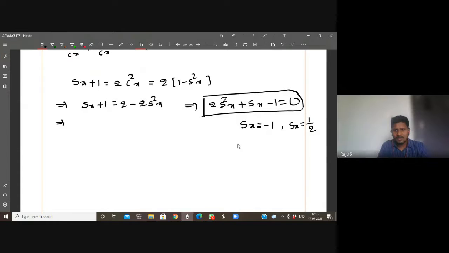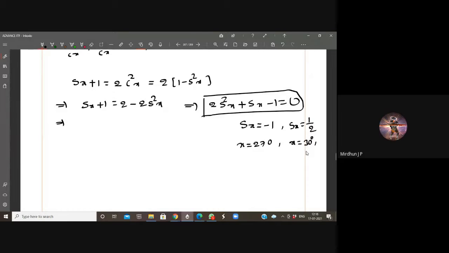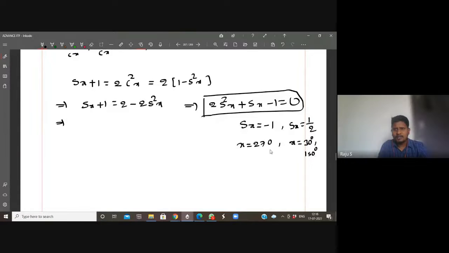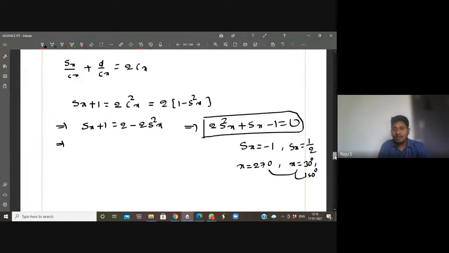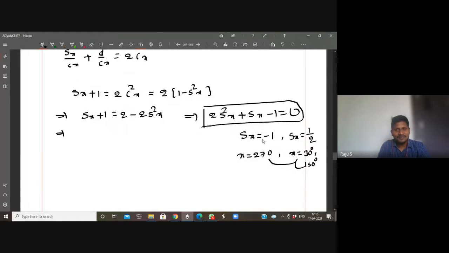Now see here, for minus 1, x is equal to 270 degrees. For 1 by 2, x is 30 degrees, since sin 30 is 1 by 2, as well as 150 degrees. But here there are 3 solutions, no? Sir, we cannot take the negative value. Why can we not take the negative value?